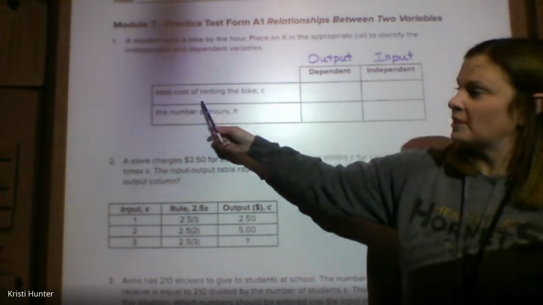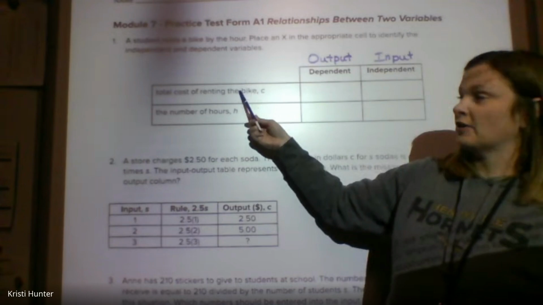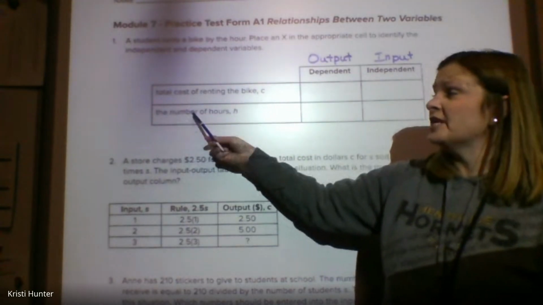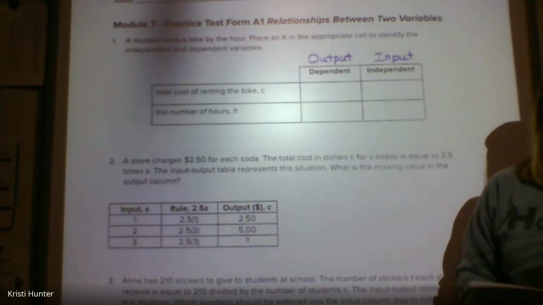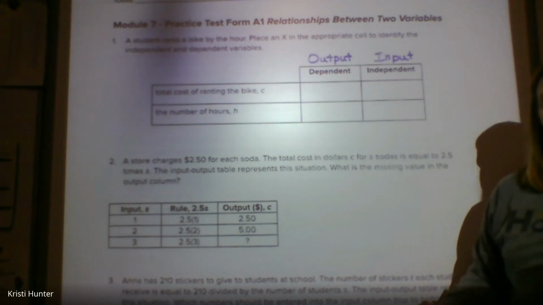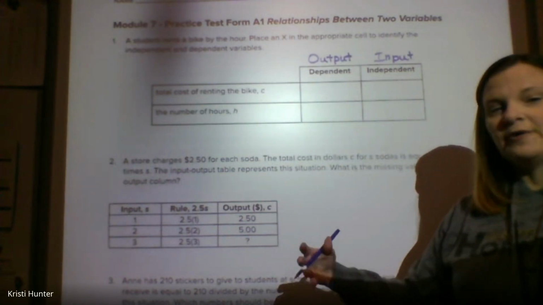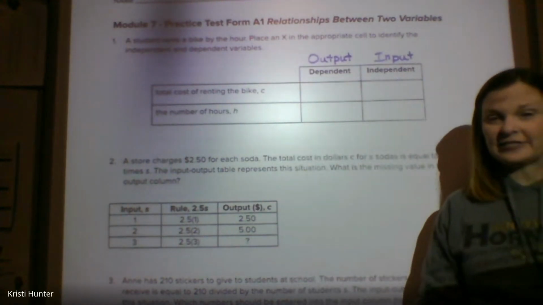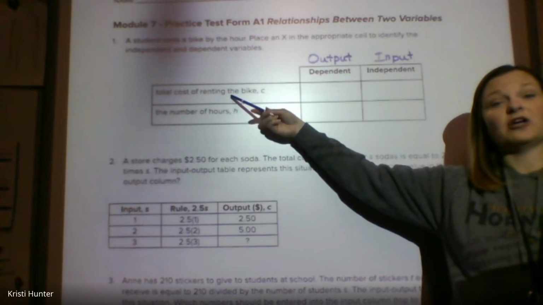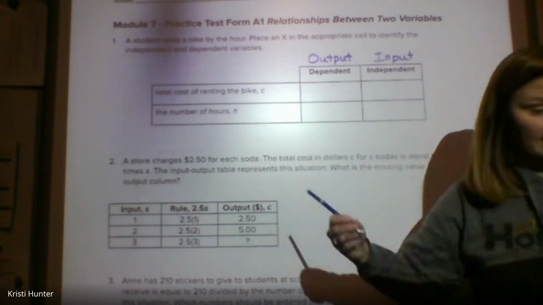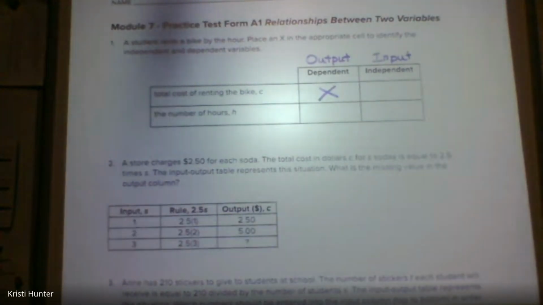So here are two things. We have the total cost of renting the bike, and that's our variable C. The number of hours that you rent it, they say that's H. So if you think about these two things, remember your output number is like your answer. So if you're thinking, what is the answer I'm getting? Well, that's the cost, right? Your answer is always going to be the cost or the total of something. So the total cost of renting the bike is your output variable.